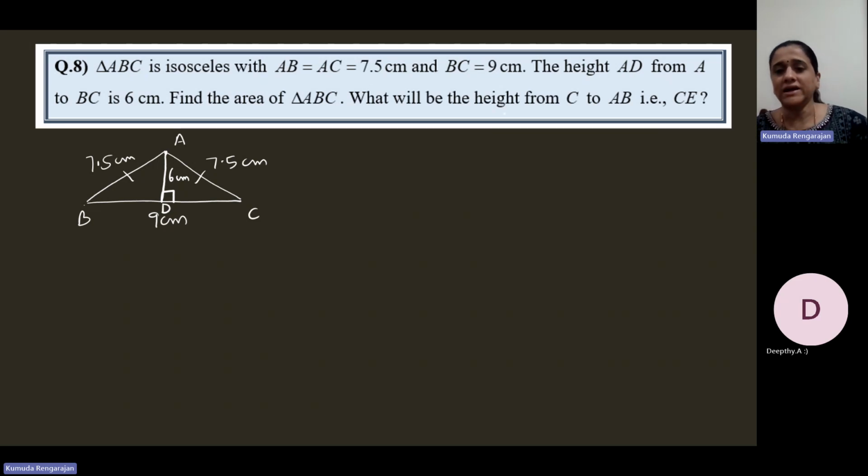What will be the height from C to AB? From C to AB, what will be the height? That is CE. They also want you to find the height from C to AB. That is CE. So you have now found the area of the triangle, and you know the base AB is 7.5. Find the corresponding height. Height is equal to 2 into area by base.